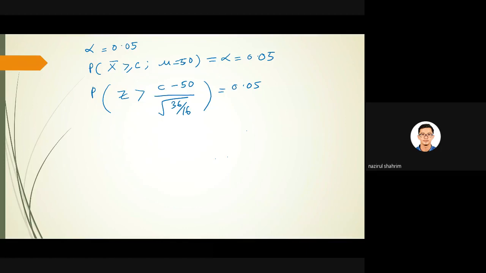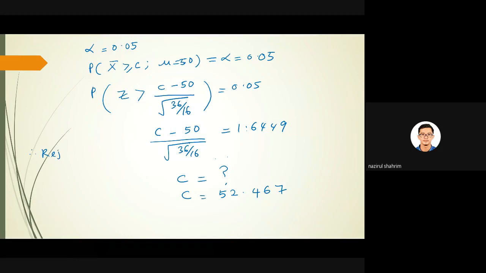From your stats table, it gives you C minus 50. You solve this one. So 36 divided by 16 equals 1.6449, from the stats table. So it gives you the value for C. Okay, in this case, check the answer. So you have C equal to 52.467. So that means we will reject H0 when our X bar is greater or equal to 52.467.